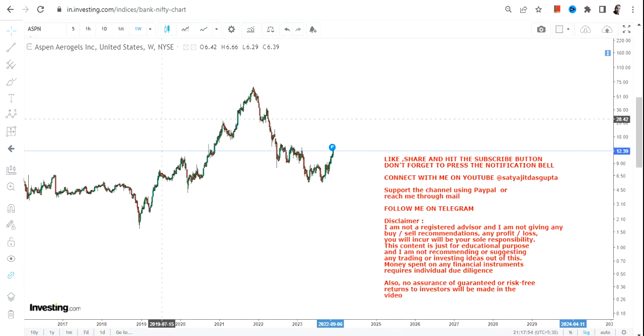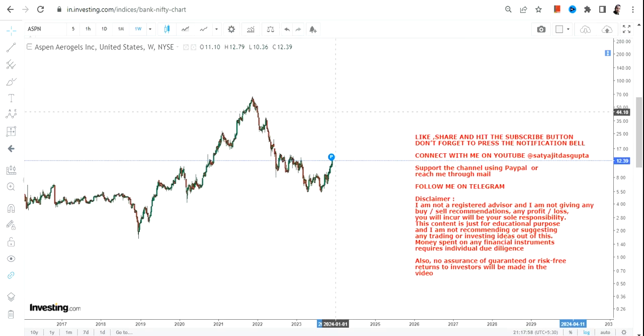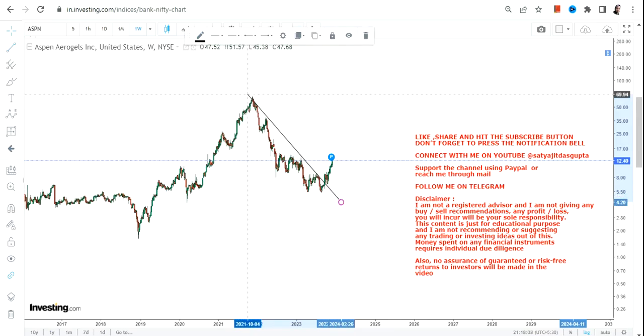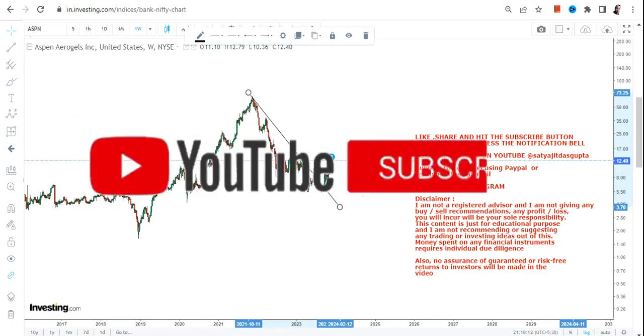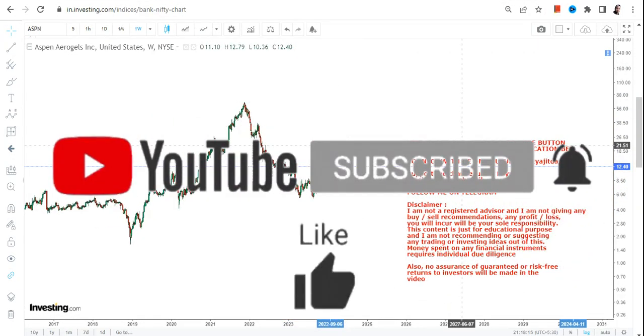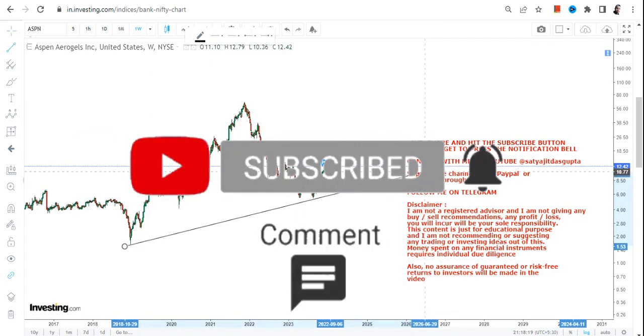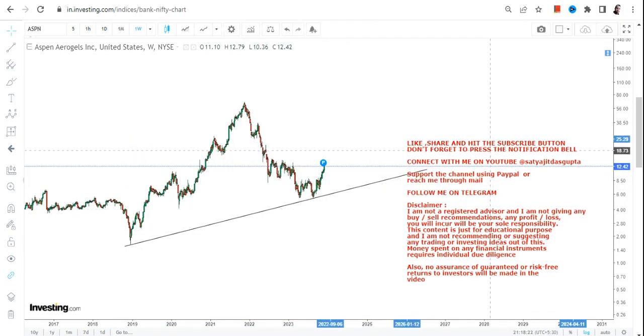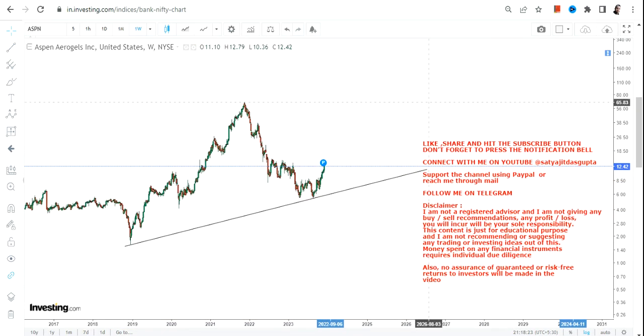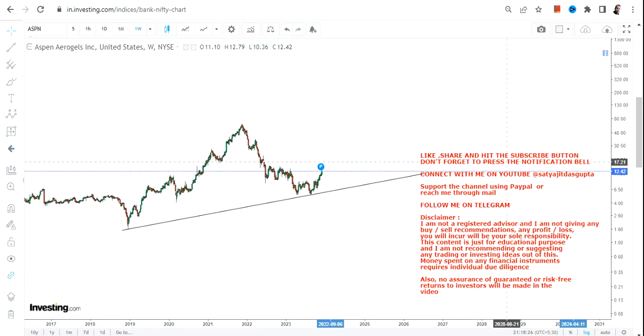So we are going to discuss about Aspn stock, or Aspen Aerogels Inc. And you can clearly see the upside or upswing, whatever you may want to call it, has already started. The stock is indeed going through a downside, but a breakout has already happened from a downtrending price action, and from there the stock has already started moving higher. So let us see what lies ahead as far as Aspn stock is concerned, and then we will see what may happen moving forward.